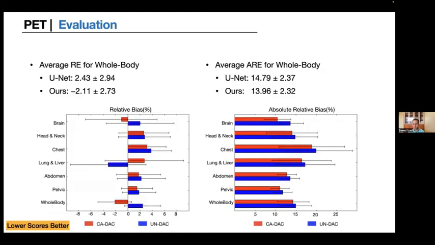And here are the quantitative evaluations. We calculate the relative error and absolute relative error, and by plugging in the context-aware convolutions in our architecture, we can bring down the error from 2.43 to 2.11 for the relative error, and 14.79 to 13.96 for the absolute relative error.